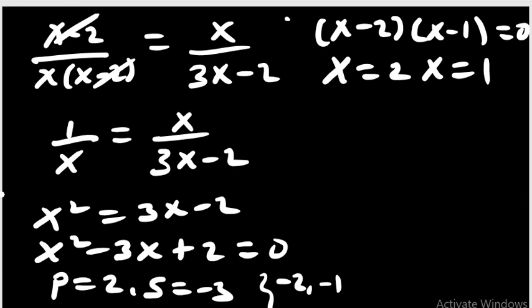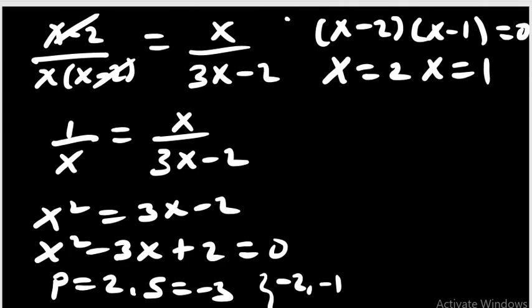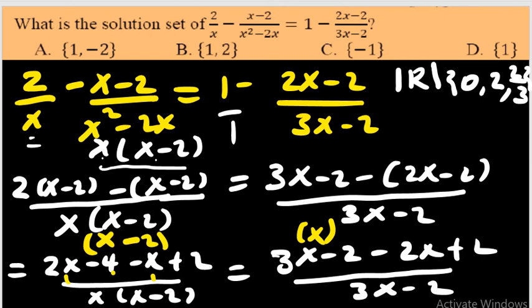The answers are here. But let us check what is in the domain: 0, 2, and 2 over 3. So which number cannot be an answer for us here? It will be 2. This has to be eliminated because it is an undefined point, the excluded part of the domain. So the solution set is going to be only 1. So the answer is found at D.